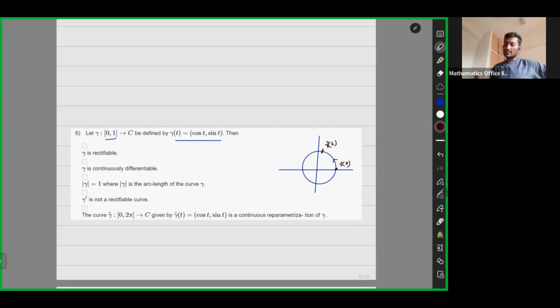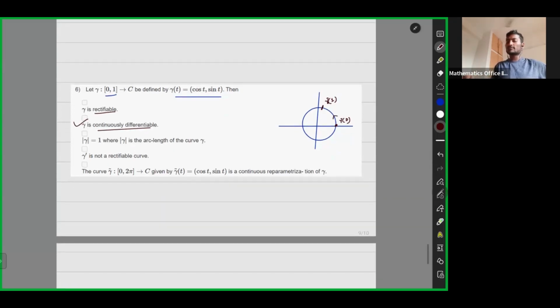Now, is gamma rectifiable? Is gamma continuously differentiable? This is correct. Continuously differentiable means what? Cos t and sin t are infinitely differentiable, so twice differentiable will hold, right? Once it is continuously differentiable, it is rectifiable also. This is done in the classroom. Fine. Now, mod gamma is 1, where mod gamma is the arc length of curve gamma.